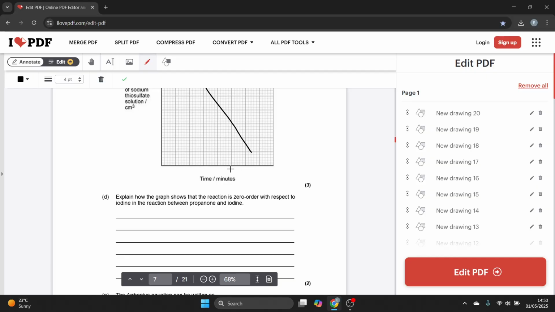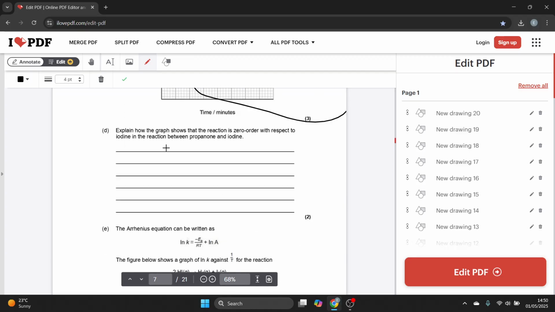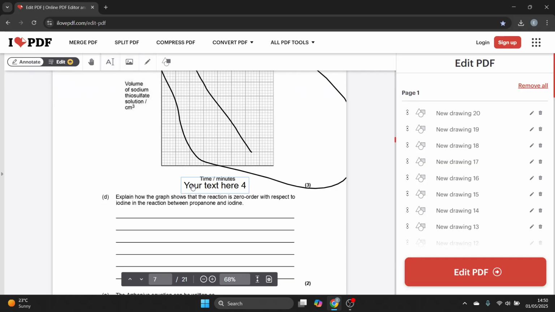Explain how the graph shows that the reaction is zero order with respect to iodine. So yeah, that's why you have to do this. Let's say you skip this part and try to move on. Well, you wouldn't be able to, because how the graph shows it is because it's a straight line.